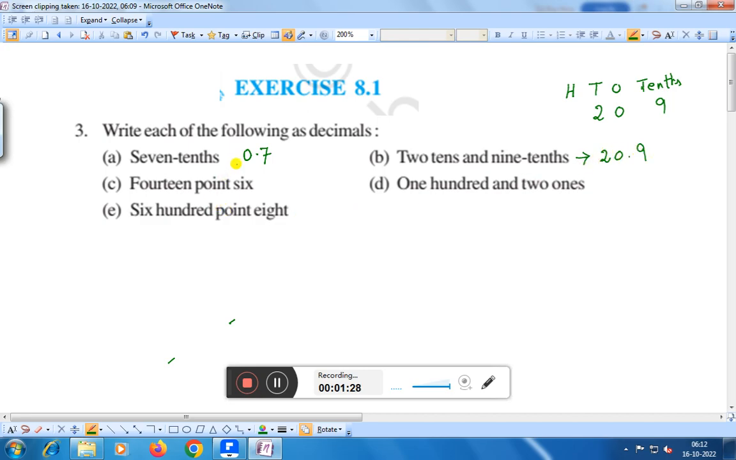Now question number C. 14.6. Question number C is 14.6. That is 1 for 14, then 0.6.